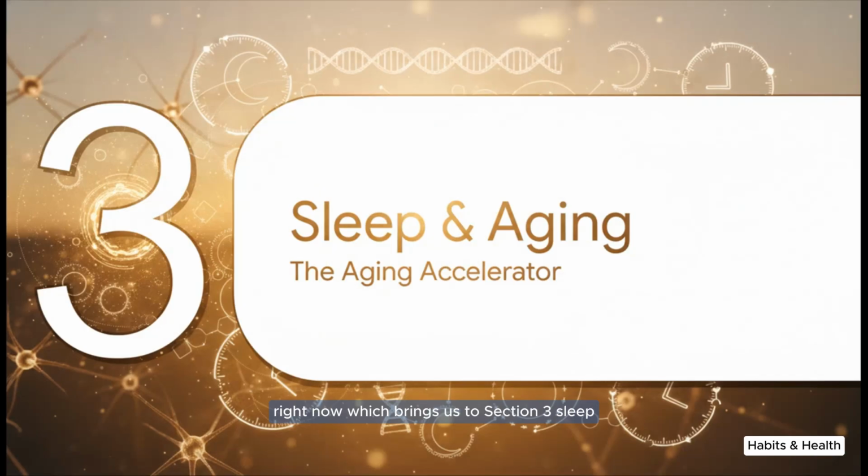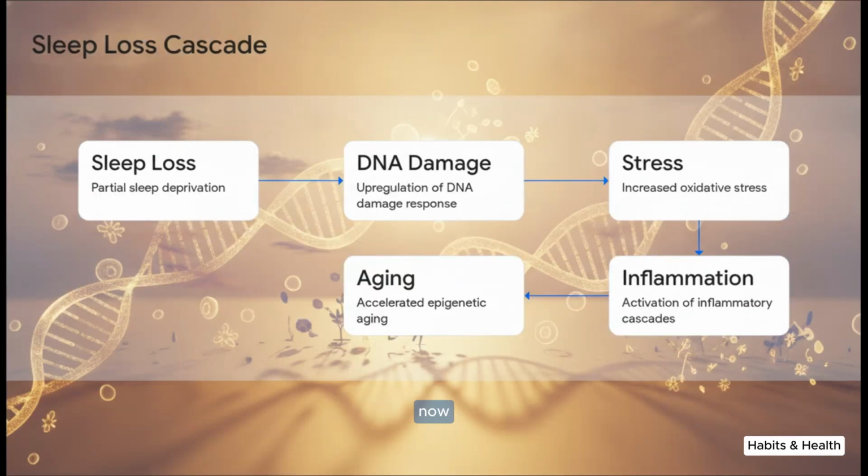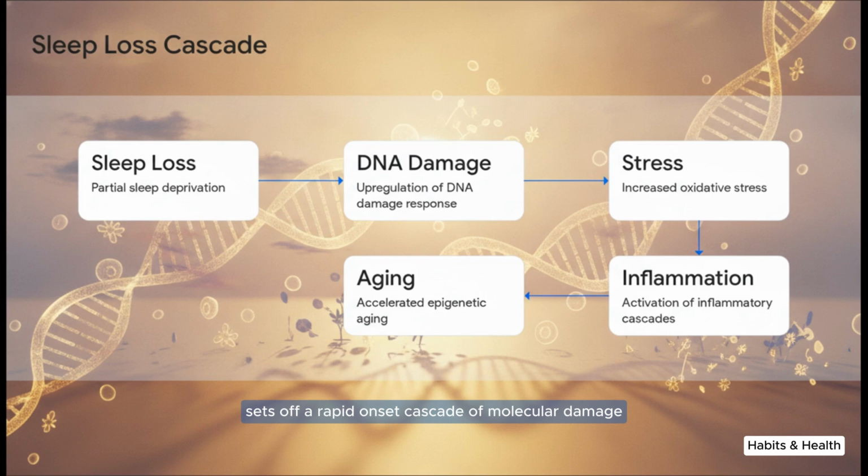Which brings us to Section 3, sleep, the ultimate aging accelerator. Now, if you want to know what steps on that biological gas pedal, look no further than sleep deprivation. Even a single night of partial sleep deprivation sets off a rapid onset cascade of molecular damage. It's almost immediate. Sleep loss forces your cells to upregulate their DNA damage response, which then triggers a massive spike in oxidative stress and the activation of inflammatory cascades. The direct, measurable result of this: accelerated epigenetic aging.